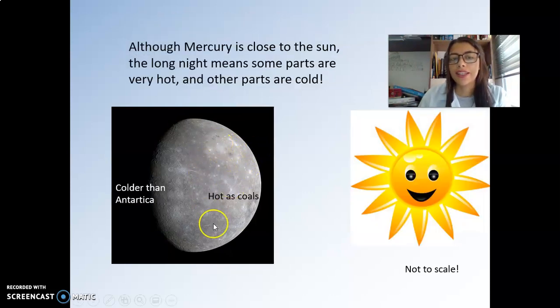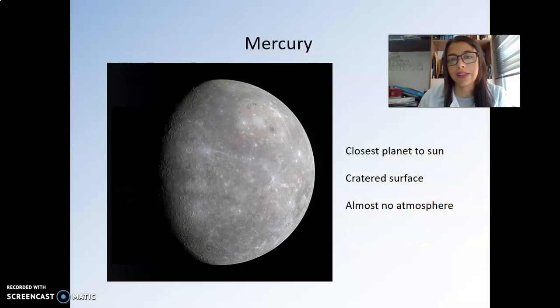Here you can see the sunny part of the planet and the dark part of the planet. The colder part is like Antarctica, and the hotter part makes this planet impossible for humans to survive. It's the closest planet to the sun. It doesn't have a specific surface and doesn't have an atmosphere.